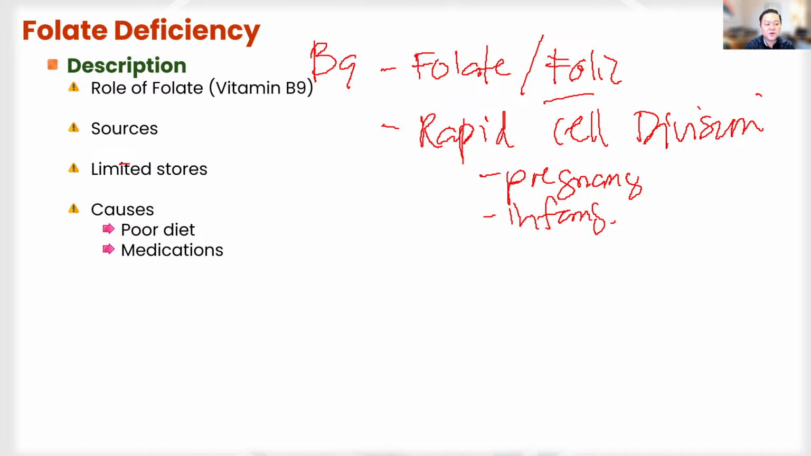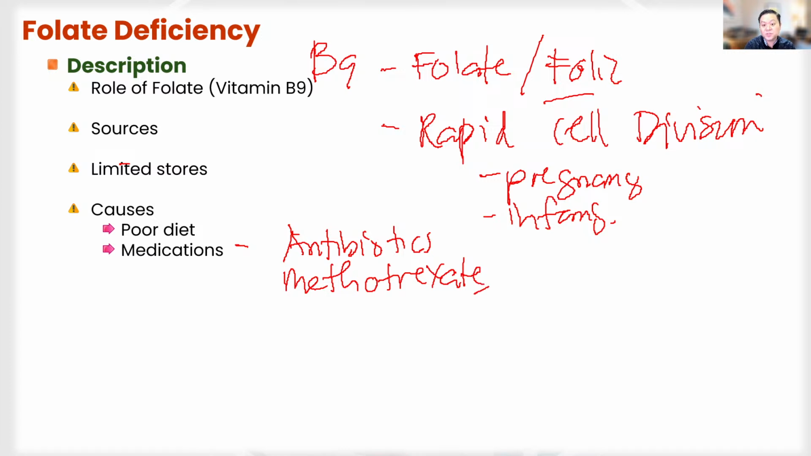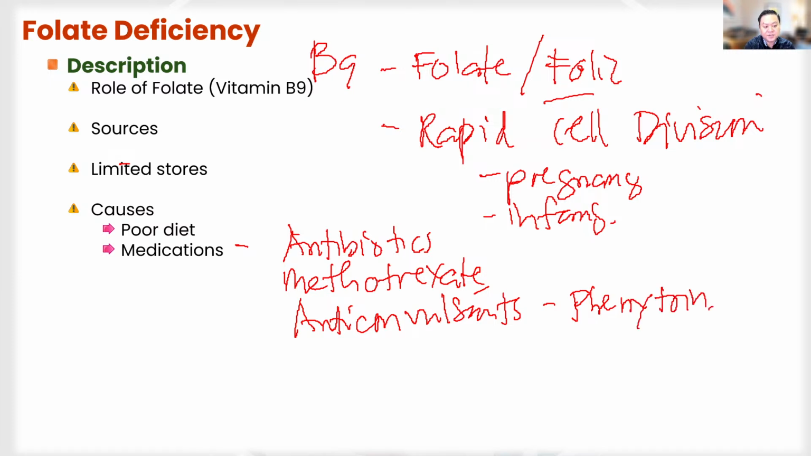All right, so for those medications, we are talking about the antibiotics. And for those patients that may be taking the methotrexate, especially in the treatment of cancer or let's say rheumatoid arthritis. And also for those taking the anticonvulsants like phenytoin. So these are common medications that can lead to vitamin B9 deficiency: antibiotics, methotrexate, anticonvulsants, specifically phenytoin.